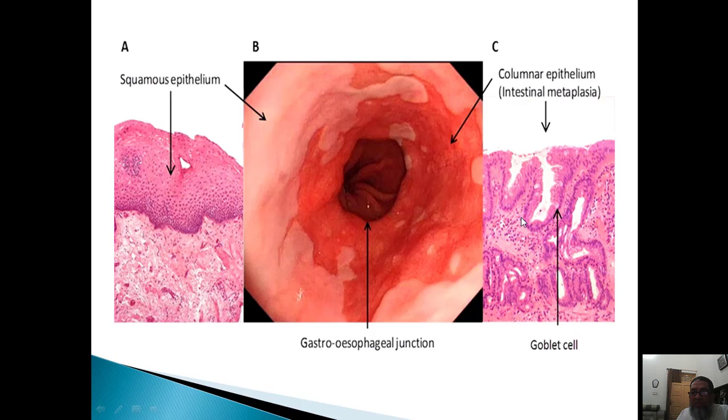Same is the case. Now this is simple columnar epithelium. This is stratified squamous epithelium. This is simple columnar with goblet cell when it is changed. So this is the intestinal metaplastic change. Intestinal epithelium will move toward the lower part of the esophagus. This is the precancerous condition. It is called Barrett esophagus. This phenomenon is called Barrett esophagus. So it may lead to achalasia cardia as well.